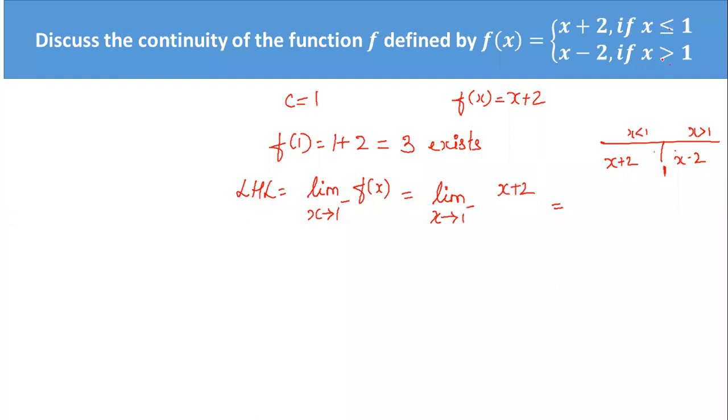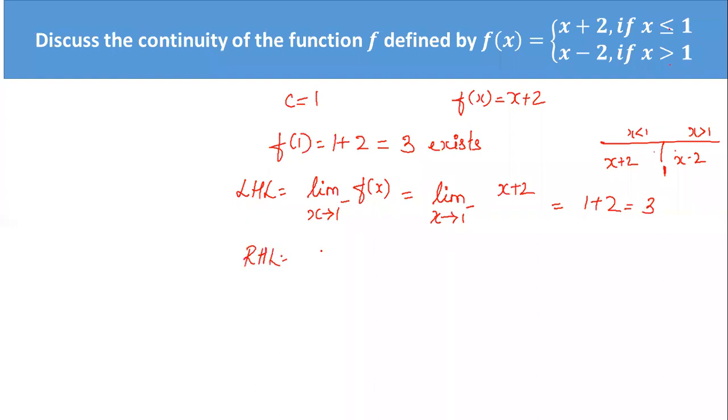The second one is x greater than 1, the first one is x less than 1. So now we are talking about x less than 1, therefore we have to use the first definition. So now you apply x is equal to 1. So what you will get? 1 plus 2 is equal to 3. Correct.